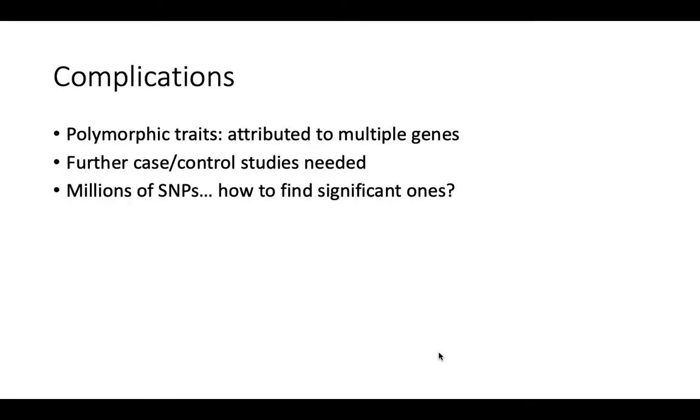So GWAS can actually get pretty complicated, as there are several computational issues that need to be addressed. One example is the idea of polymorphic traits. Height is a great example of a polymorphic trait. There is no single gene that influences it, and if we believe that multiple genes influence it, then we need to have multiple tests performed and combined to mathematically represent this belief.